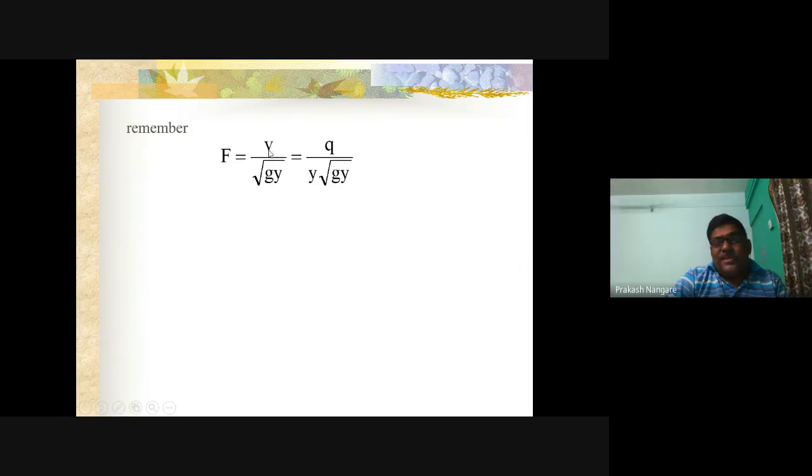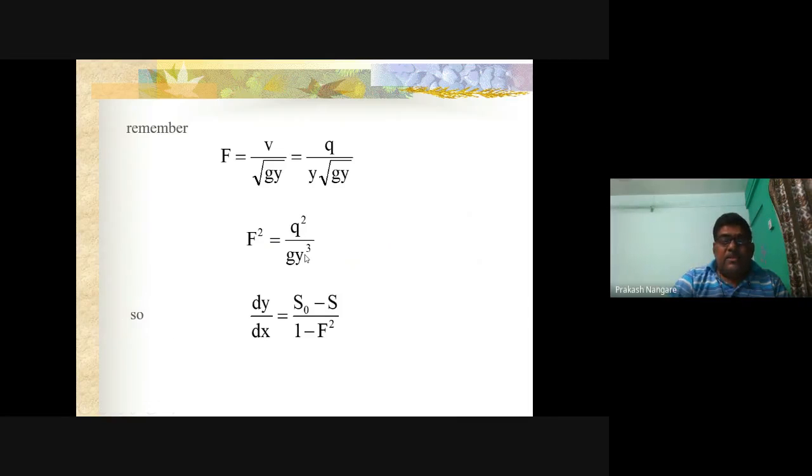So Froude number is nothing but the ratio of the inertia force to the gravity force. It is represented by this mathematical equation as V by root of gy, or q by y into root of gy. So Froude number, if you are squaring this, then this parameter becomes q squared by g y cubed. Then simplify this equation.